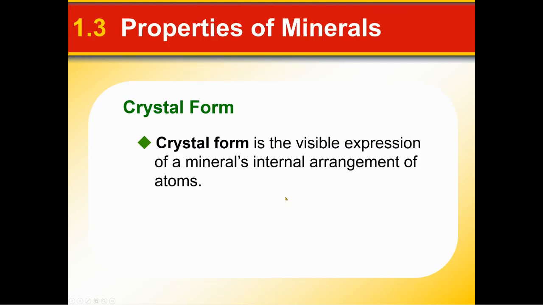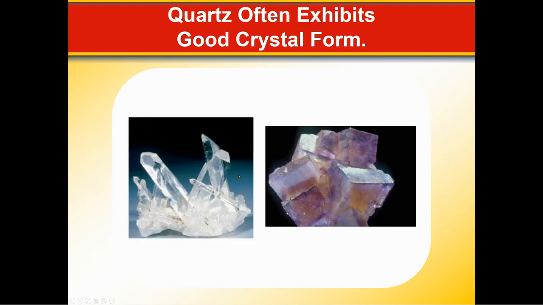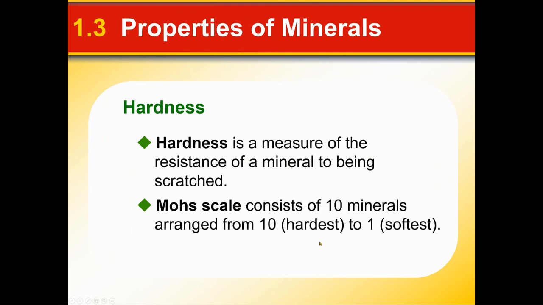Crystal form is the visible expression of a mineral's internal arrangement of atoms. So you can see these different types of crystals, big blocky crystals, thin, smaller crystals, where these are big and blocky.